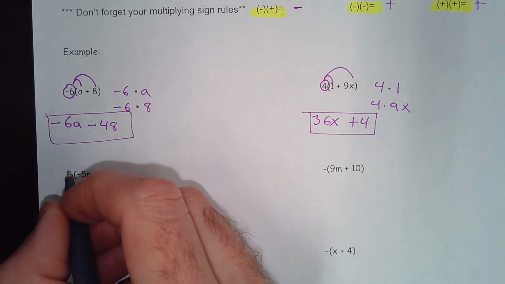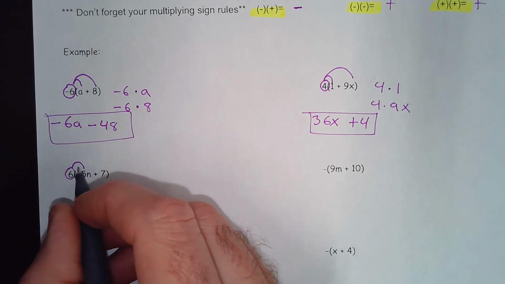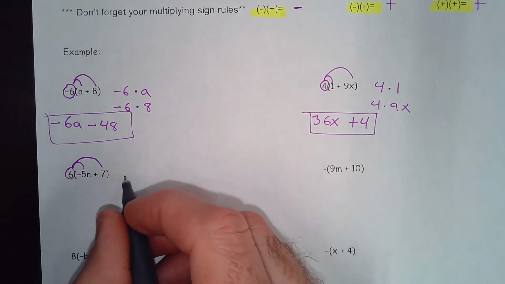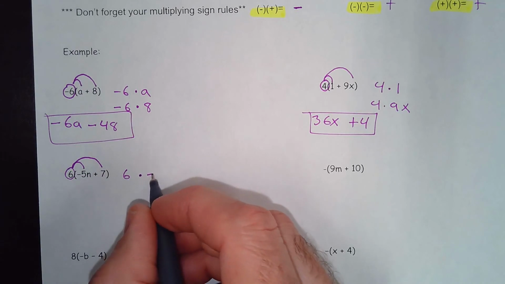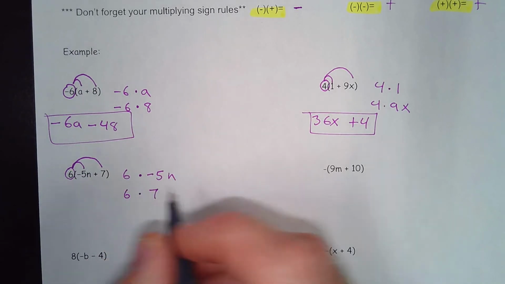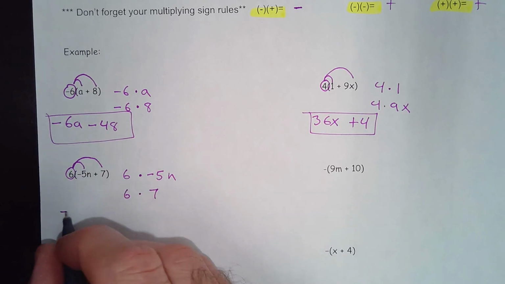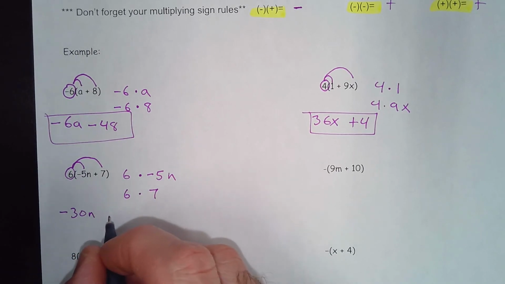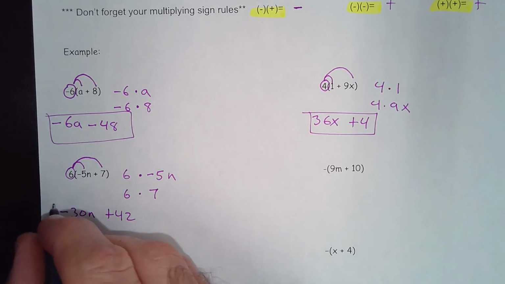Number touching the parentheses distributes to everything inside. So 6 times -5n, 6 times 7. To our two problems, this becomes -30n plus 42.